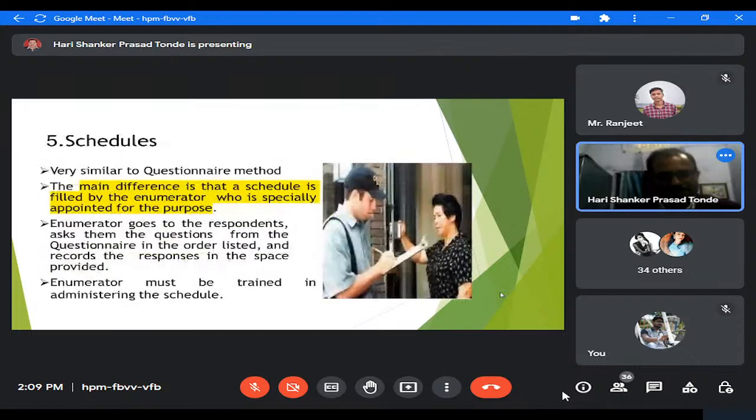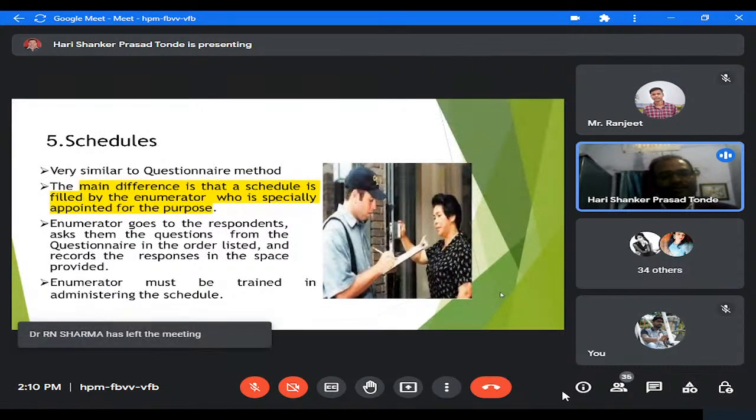The fifth one is the schedule. Primary data collection: the fifth methodology is the schedule. With the help of the schedule, we are going to collect our data. It is very similar to the questionnaire method, but how is it different? The main difference is that a schedule is filled by the enumerator, who is specially appointed for the purpose. Enumerator is nothing but the person.